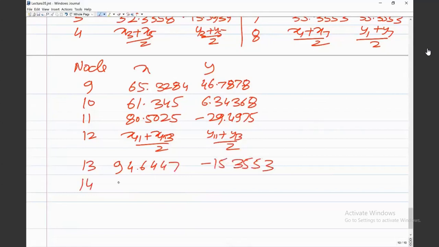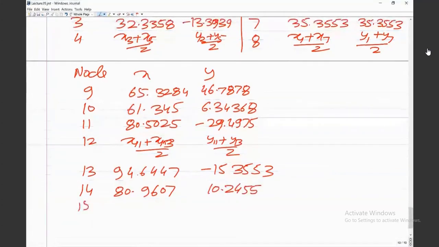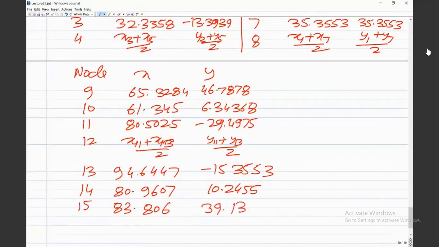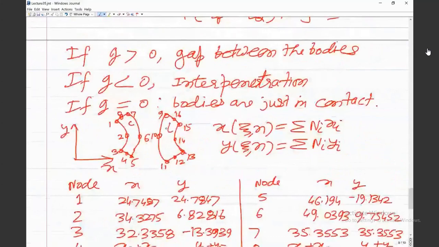Coordinates of node 14 are 80 points. So you need a lot of information as you see as the input. So 10.2455, 15, 83.806, you can know, so that you can check the calculations. 39.1342, and 16 are mean of 9 and 15. So x9 plus x15 by 2 and y9 plus y15 by 2. So yeah, these are the coordinates, as you see, of both the contactor body as well as the target body. This is the target body.